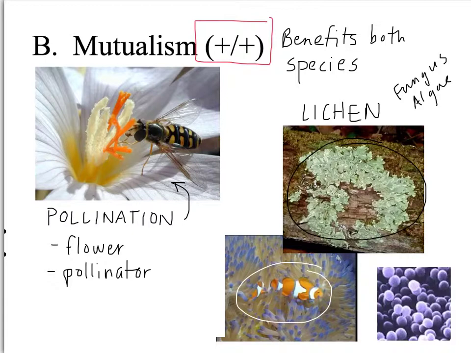And then the last one down here at the bottom is supposed to represent the bacteria that live in your digestive tract. You actually have a lot of really good bacteria living inside you that help you digest your food, and you help them by providing food for them. So that's a mutualistic relationship.